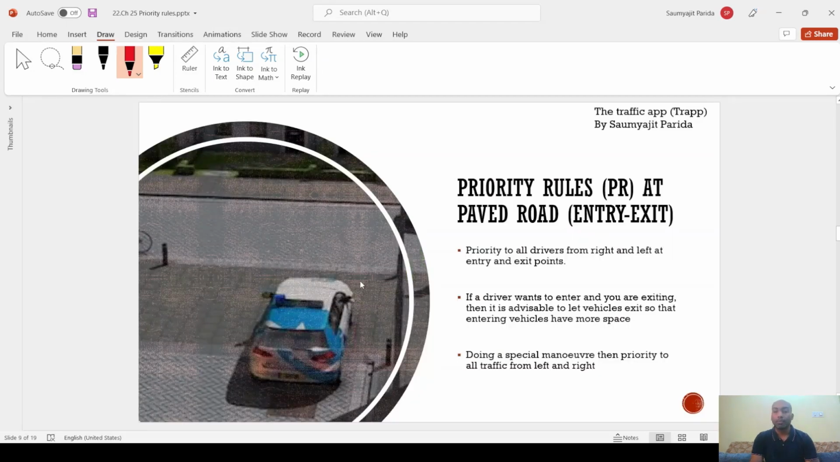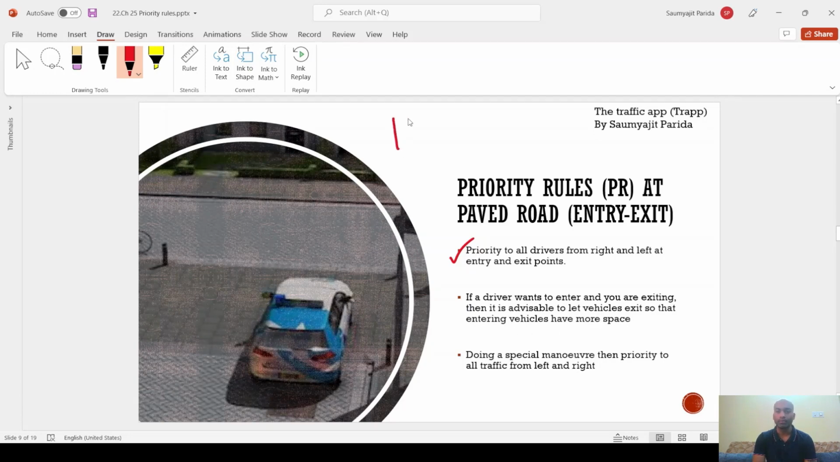Priority rules at a paved road. Priority to all drivers from left and right at entry and exit positions. Suppose this is not the main carriageway, the main carriageway is this one, and I am entering into the main carriageway, then I have to give access to all the drivers from left and right. If a driver wants to enter and you are exiting, then it is advisable to let vehicles exit so that entering vehicles have more space.